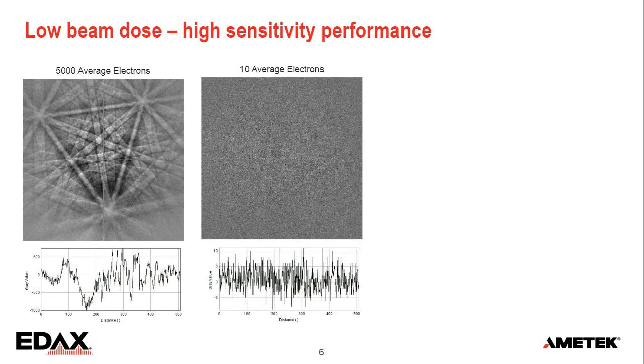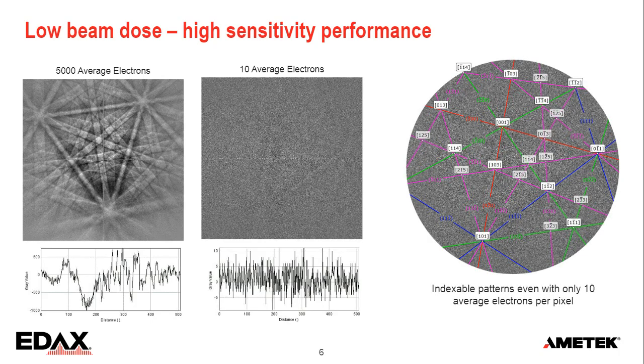And if we don't want to fill the whole chip and we want to go for very low numbers, low intensity, then here is a pattern where we just use 10 electrons on average per pixel. If you look at the profile, it's just noisy, but you can make out some bands in there, and actually for the indexing algorithms, that is enough to get reliable indexing. So we just need a few electrons per pixel.